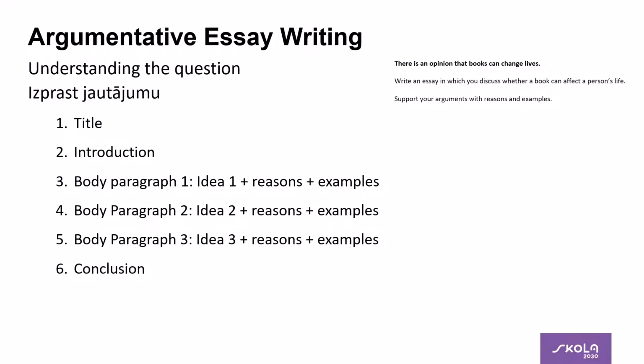2 ideas are really the minimum. 3 ideas are better than 2. Another structure would be to spend the first body paragraph with a discussion of the concept of books changing lives, and then 2 ideas to illustrate this, how it does this, what the reasons are there for thinking this, and any examples, and then a conclusion. So there's not just one way of answering the question. There are multiple ways of doing it.